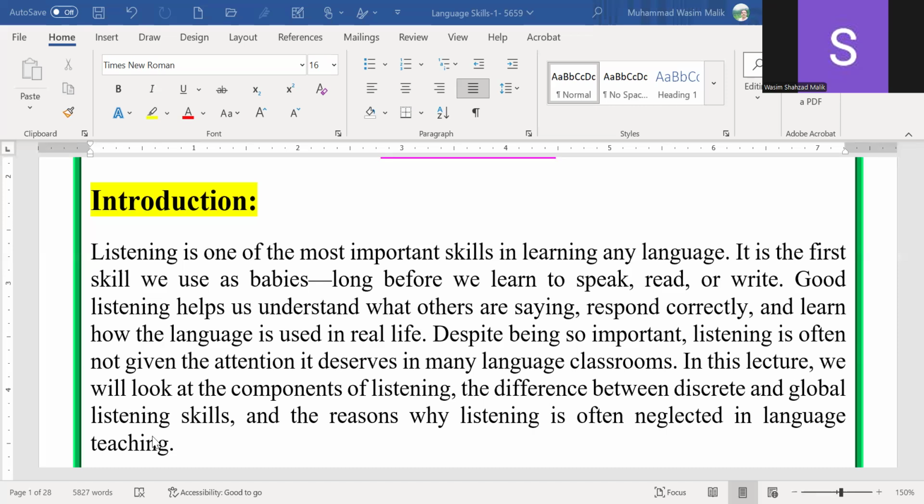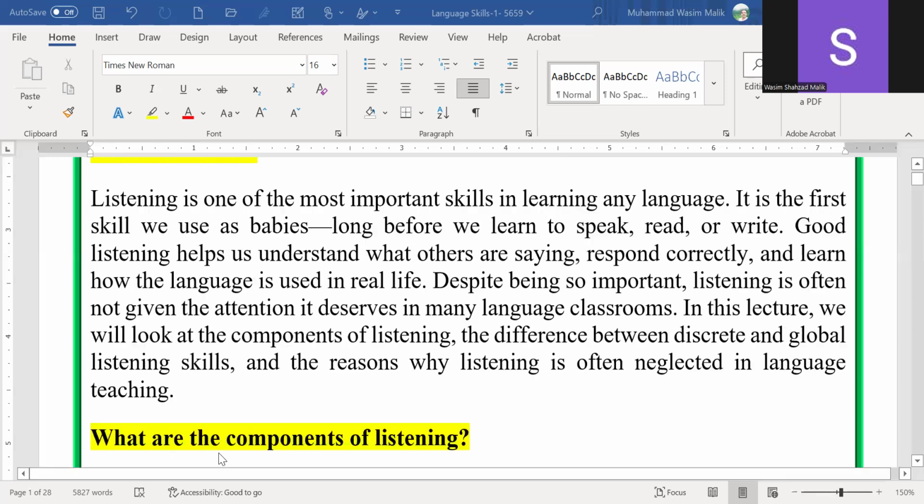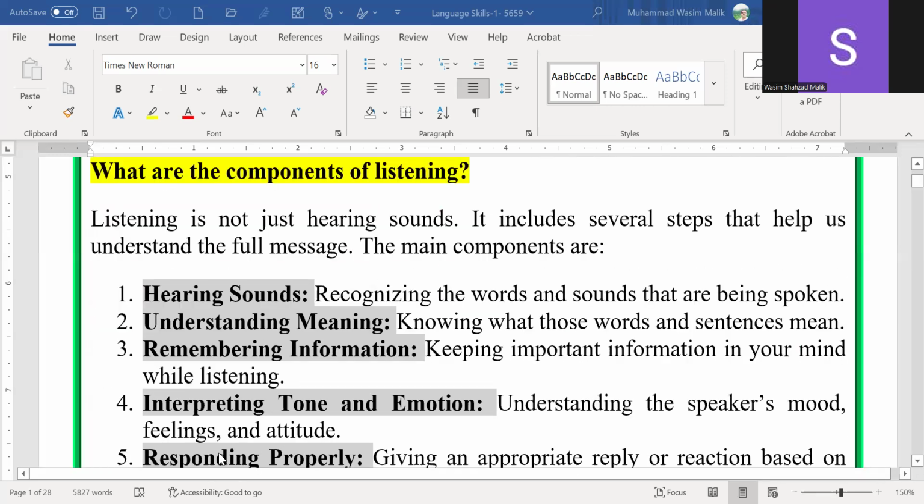In this lecture, we will look at the components of listening, the difference between discrete and global listening skills, and the reasons why listening is often neglected in language teaching. Now we are going to discuss what the components of listening are.